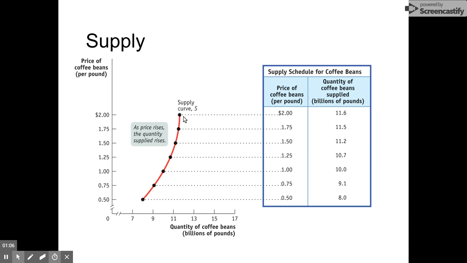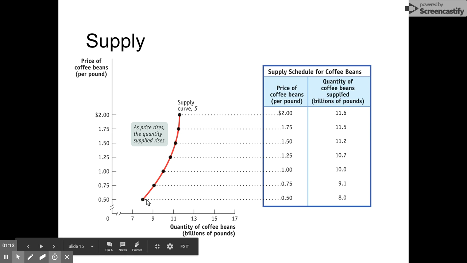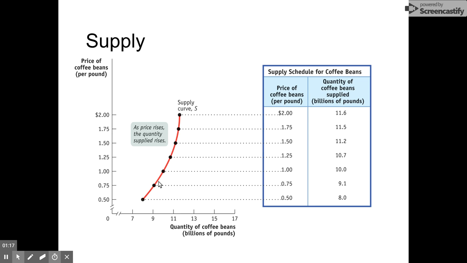And so, because what's at play here are costs, and companies have fixed costs. And so once those fixed costs are covered, as they can charge more, they make more profit. And so at the higher price point, they're willing to supply more goods.